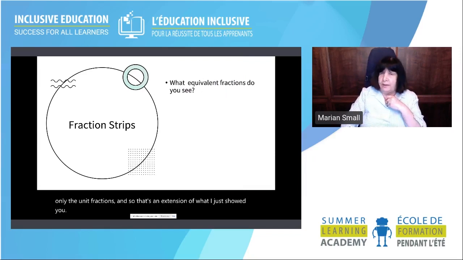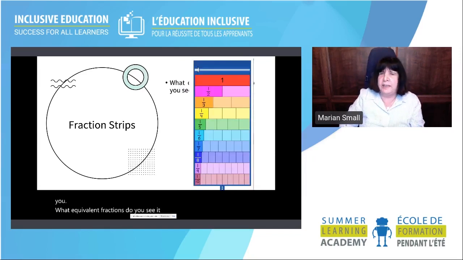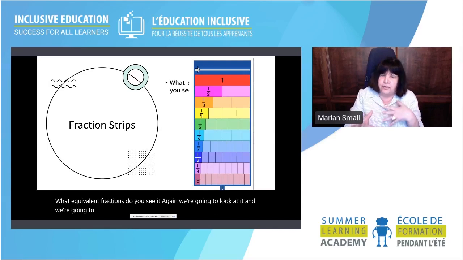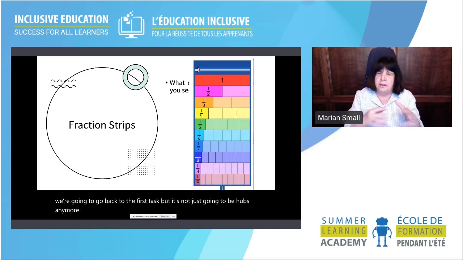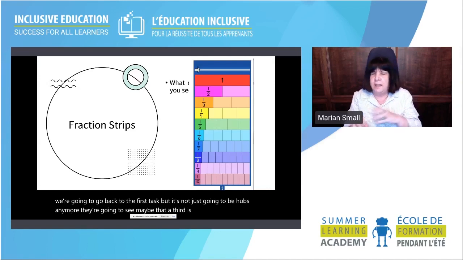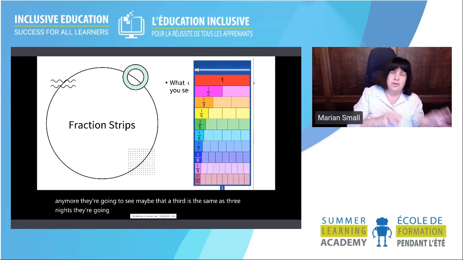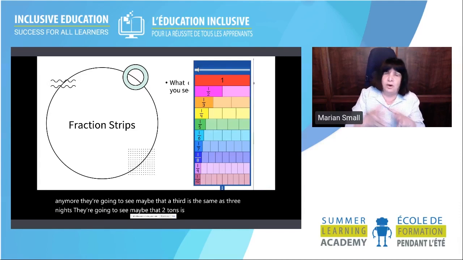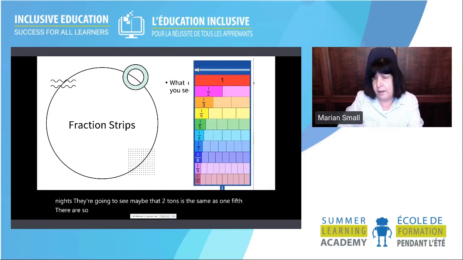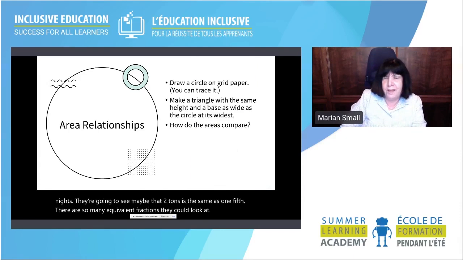What equivalent fractions do you see? And again, we're going to go back to the first task, but it's not just going to be halves anymore. They're going to see maybe that a third is the same as 3/9. They're going to see maybe that 2/10 is the same as 1/5. There are so many equivalent fractions they could look at.